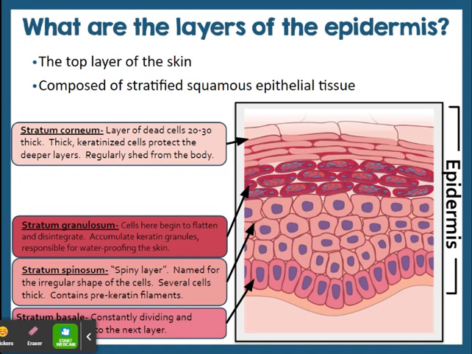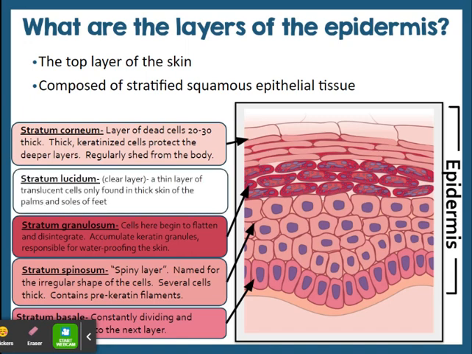Now, in some parts of the body, particularly the palms and soles of the feet, there's an additional layer of the epidermis that lies between the stratum corneum and the stratum granulosum. This additional layer is called the stratum lucidum. It's a thin layer of translucent cells, again, only found in certain parts of the body, namely the palms and soles of the feet.